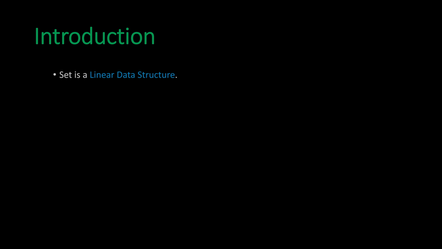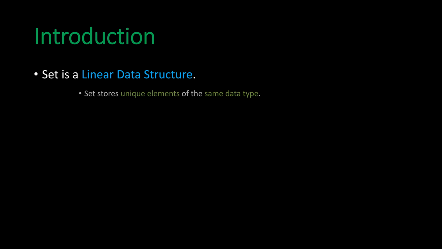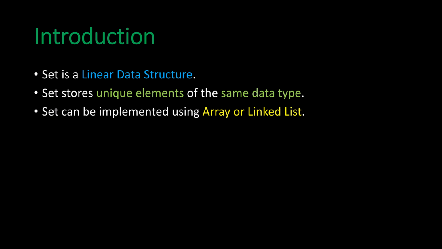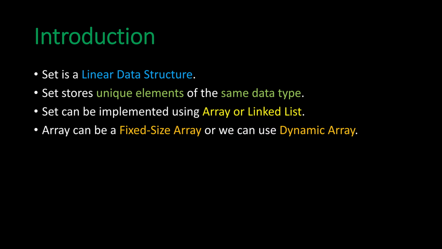Introduction of set data structure. Set is a linear data structure. Set stores unique elements of the same data type. Set can be implemented using an array or a linked list. Array can be fixed array size, or we can use a dynamic array that will grow its size or resize itself whenever it requires more memory.